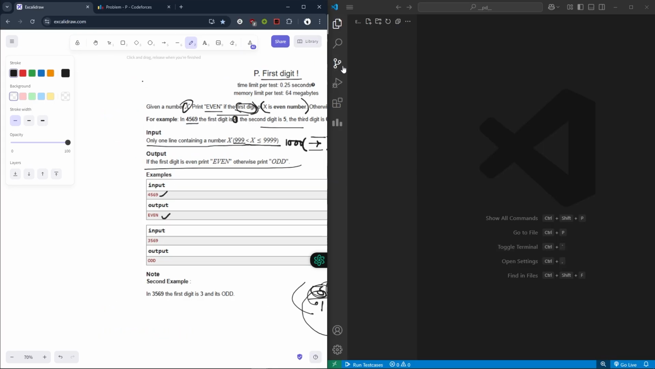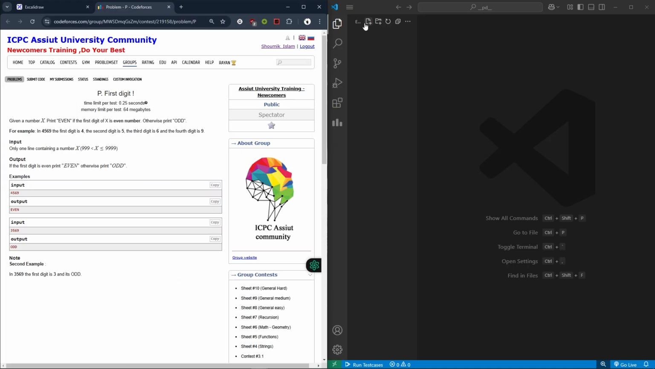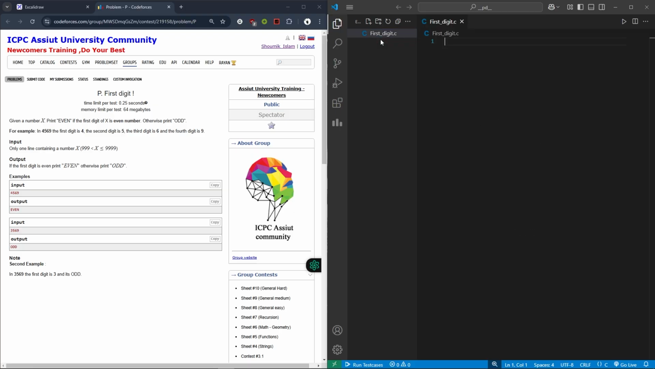Now let's just solve this problem. First of all, let's create a file named first digit .c. This is a simple C program. First of all, we need to take the input, and since it is only a 4-digit input, we can use integer n, or we can take x, as they said. x, that's the input. Now take it as input.